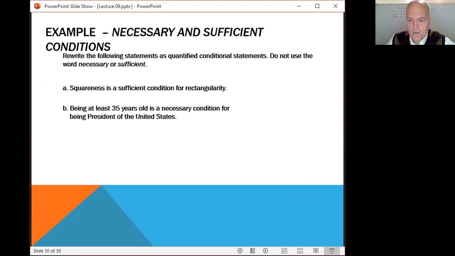Okay, let's take a moment and write down the rewrite of these following statements, and do not use the terms necessary or sufficient.